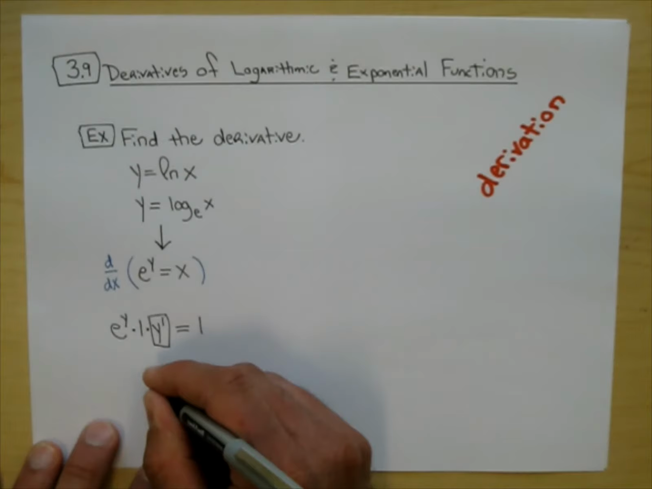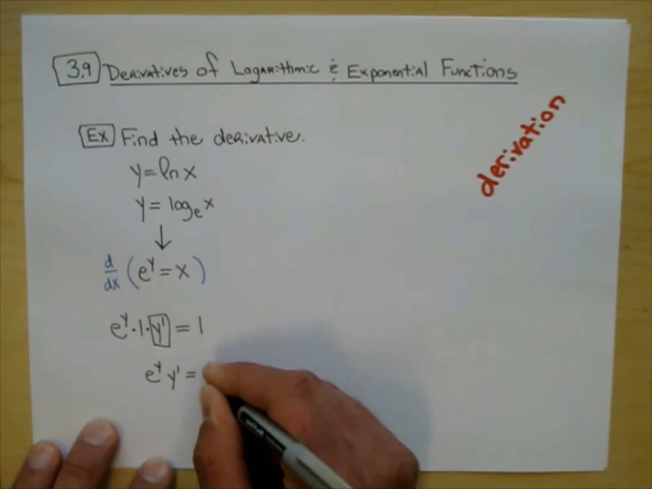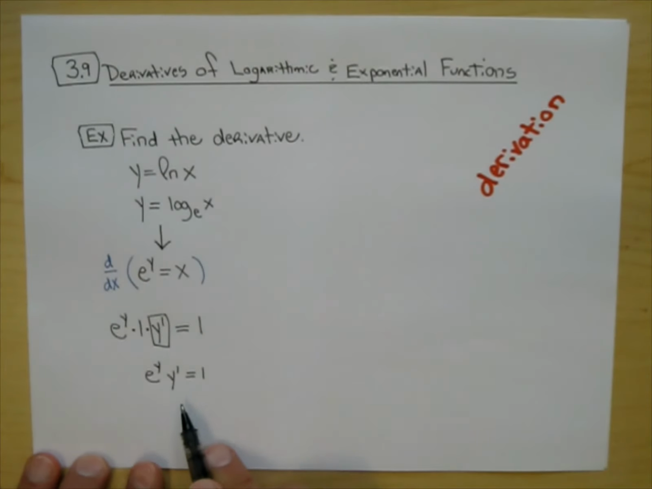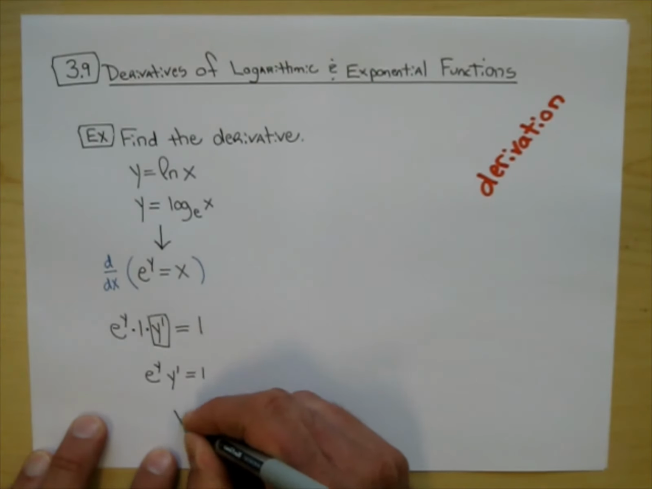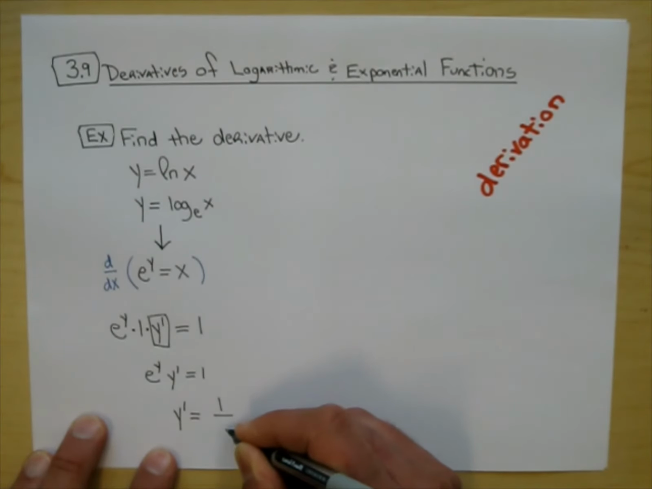So what do I have here? I have e to the y prime equals 1. And I won't box the y prime here. So I'm trying to find out what y prime is. I'm going to divide both sides by e to the y. Y prime equals 1 over e to the y.